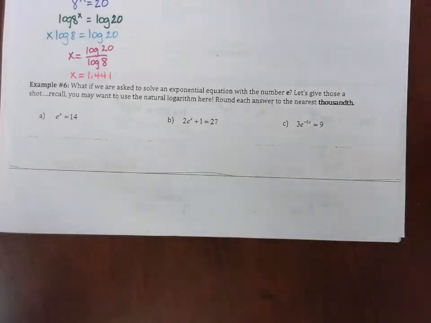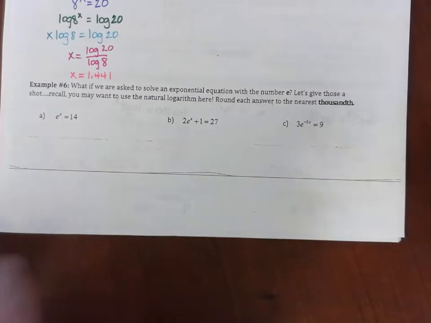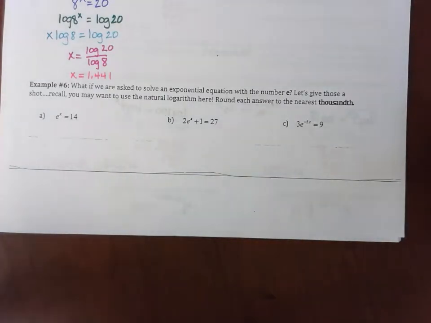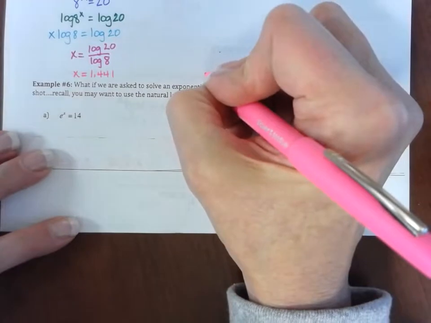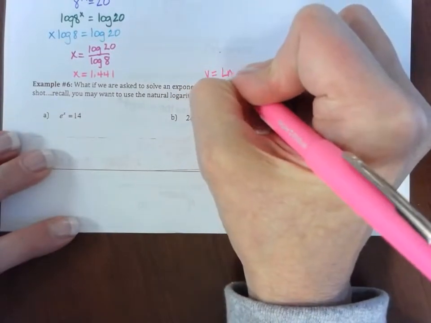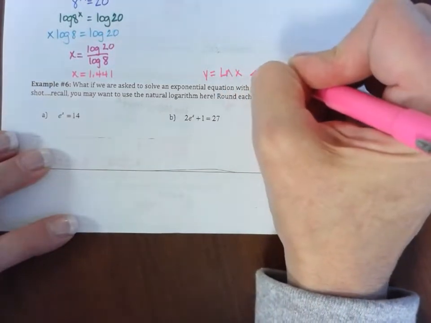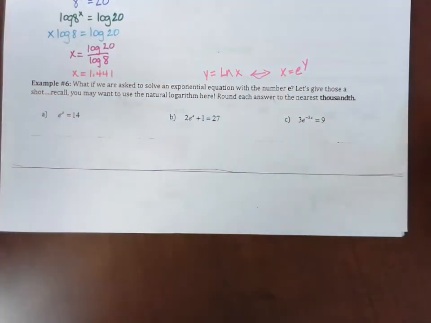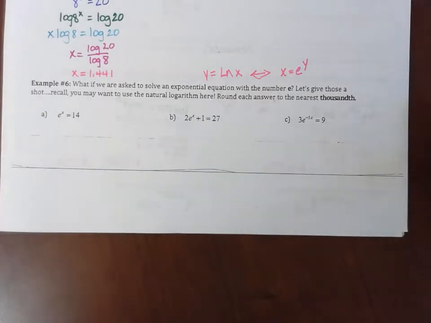We're going to put them into the natural log form, but it's basically the same thing. But first, let's remember y is equal to the ln of x. X is equal to e to the y. Okay, that's our formula to transfer back and forth.